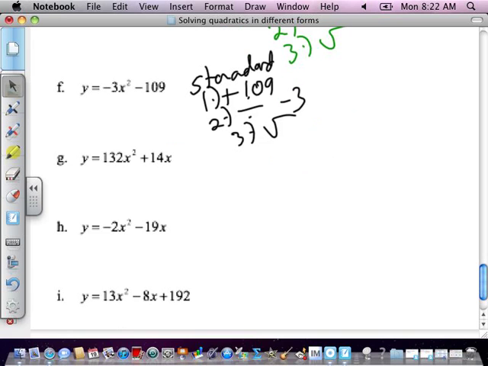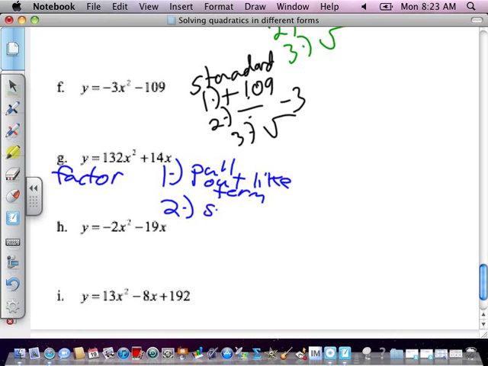Okay, G is where it starts looking a little different again. What are we going to have to do with this one? We're going to have to factor, but a different kind of factor. We're going to have to pull out a term that they have in common. Step number 1, pull out like term. Step number 2, set equal to 0 and solve. Do you guys feel like you get it? We know H is the same.